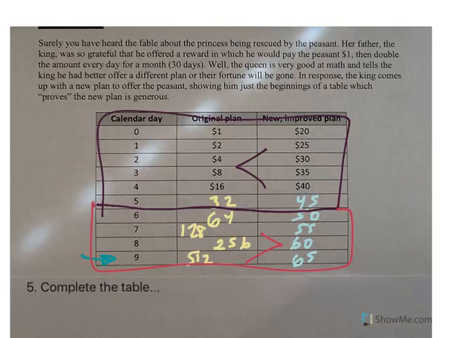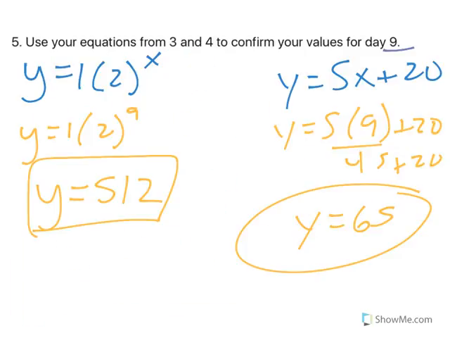Day 9, $500 compared to $65. Are you kidding me right now? $500, I can buy multiple pairs of shoes, whereas with $65, I can buy 1 pair of shoes. Very, very different. And then you can imagine it just continues to get more and more and more.